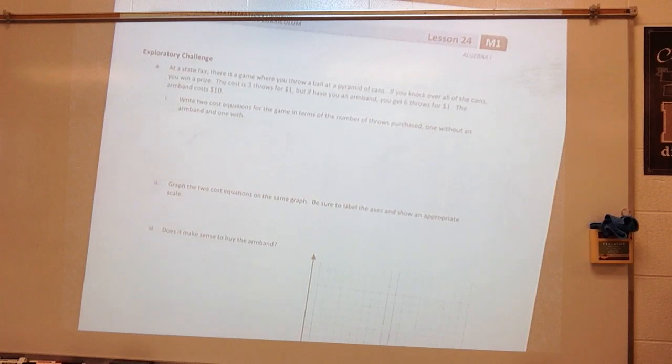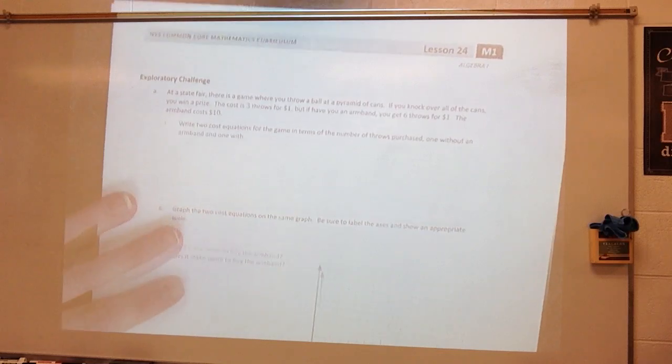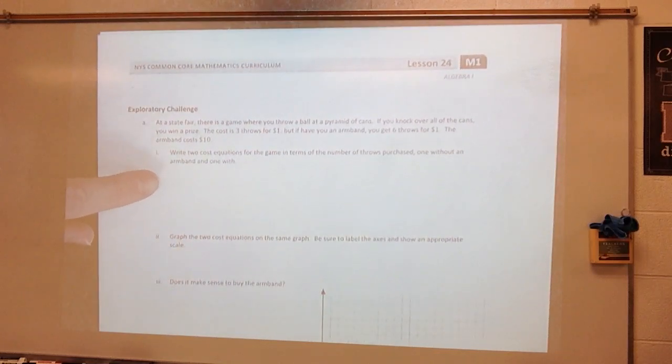Okay, so at the state fair, there is a game where you throw a ball at a pyramid of cans. If you knock over all the cans, you win a prize. The cost is 3 throws for $1, but if you have an armband, you get 6 throws for $1. The armband costs $10. Alright, so it says write 2 cost equations for the game in terms of the number of throws purchased. One without an armband and one with an armband.